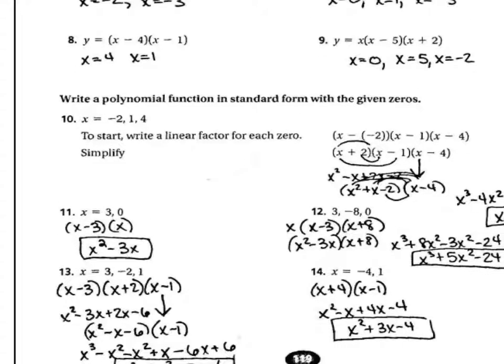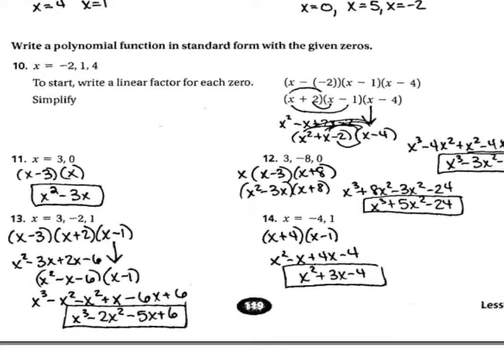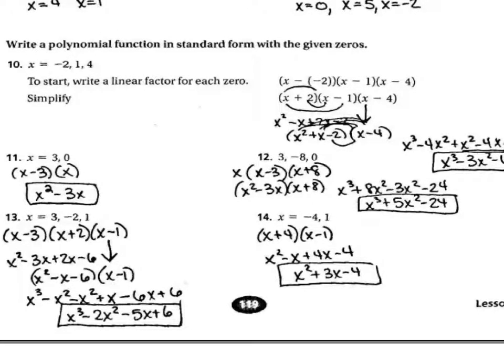Numbers 10, 12, and 14. This is what we had the last examples of. On number 10, they actually had started the problem for you. So you just had to double distribute twice. And again, you could either multiply the first 2 parentheses or the second 2. It doesn't matter whichever one you're more comfortable with.